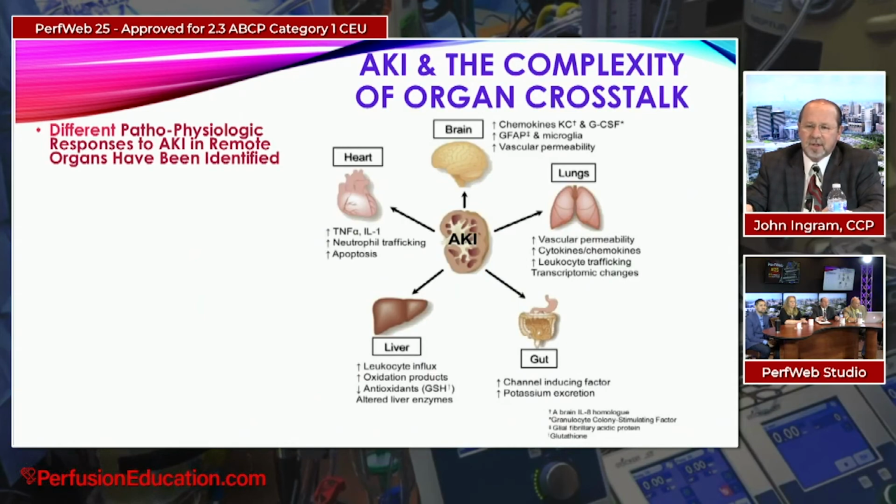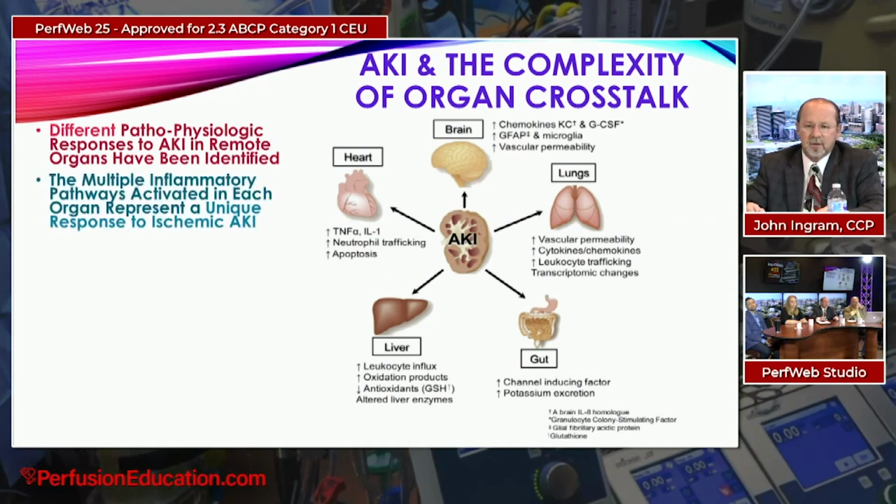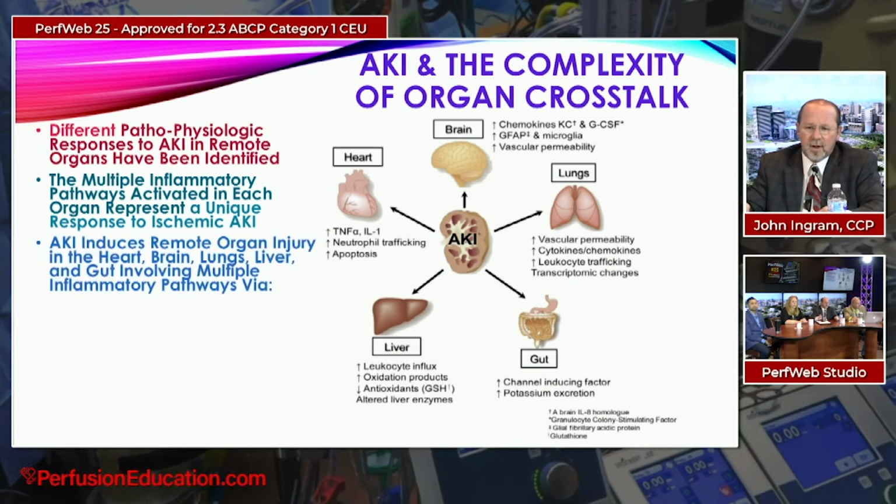So let's look at the complexity of organ crosstalk. Okay, so again, you have the kidney that's at the center of it, and you have different pathophysiologic responses to AKI in each of the remote organs. That's the unique thing, that each organ is actually being affected by different inflammatory responses and mediators. So there's multiple inflammatory pathways that are activated in each organ that represent a unique response to the ischemic AKI. AKI induces remote organ injury in the heart, brain, lungs, liver, and gut, involving multiple different inflammatory pathways.